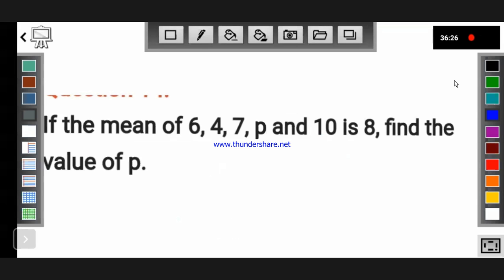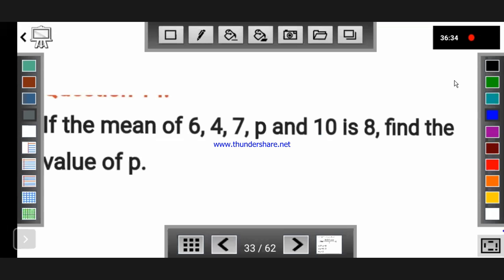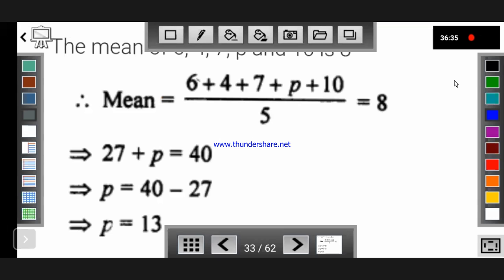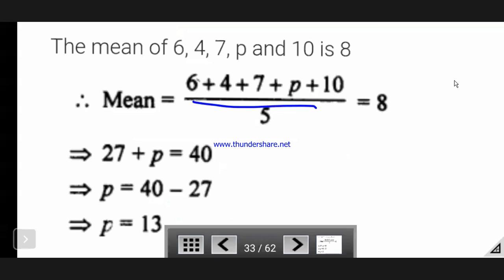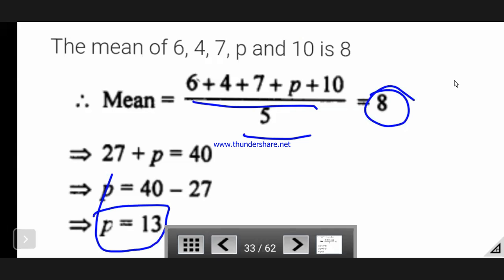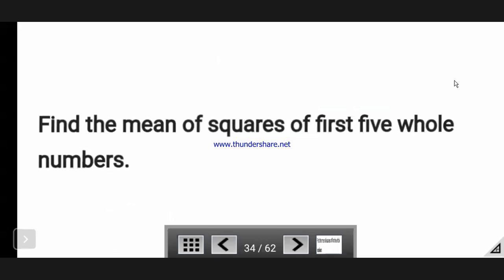Ma'am, 13. The answer is right. We are just adding those values and dividing it with 5. We are getting 8, if they have given us the value of mean as 8. While solving, we are getting P is equal to 13. Try to do it by yourself.